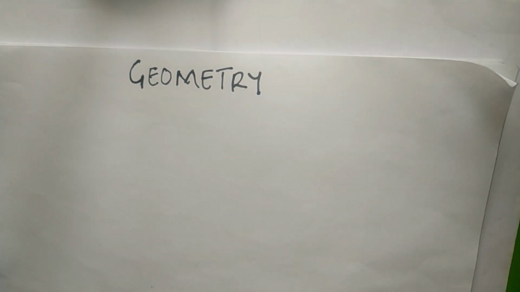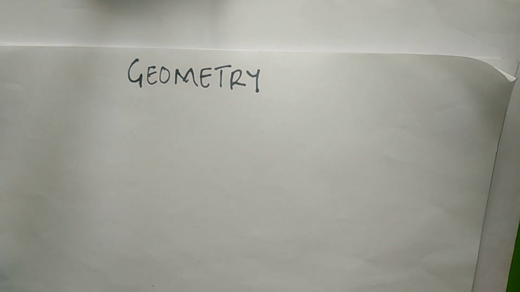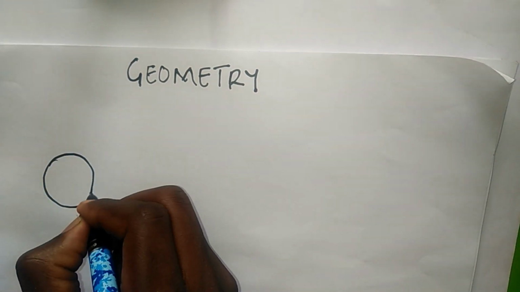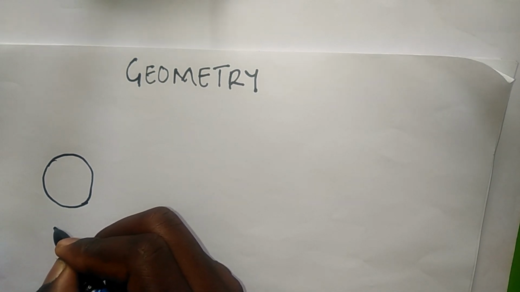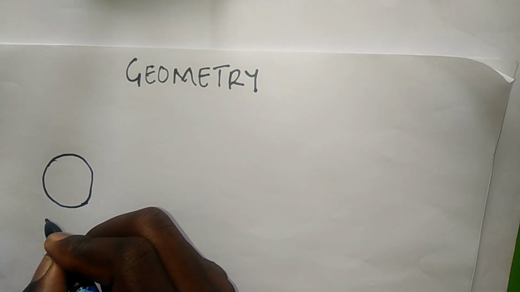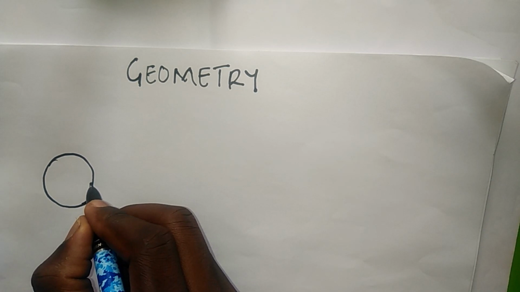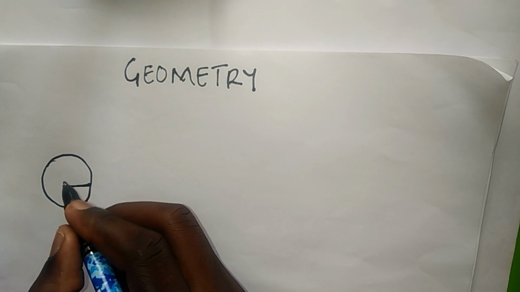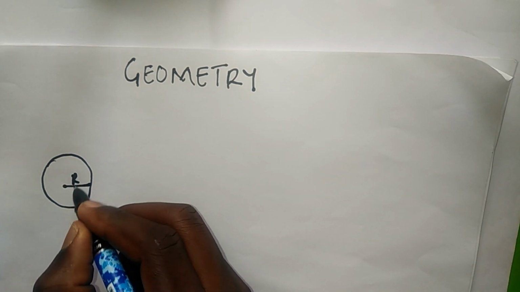In this video, we're going to be talking about geometry, common shapes and formulas you find in geometry. So let's take, for instance, you have a circle. A circle is not that good, but we'll manage it. You have a circle, and then you have a line from here to the center of the circle.